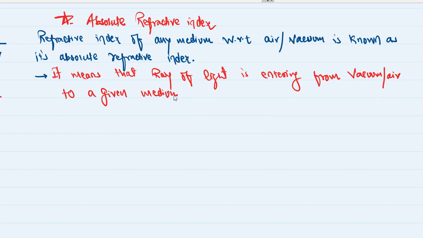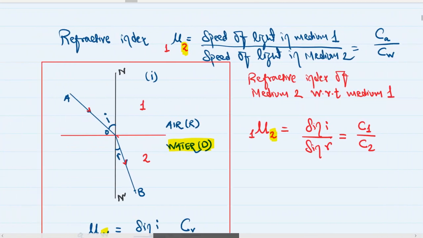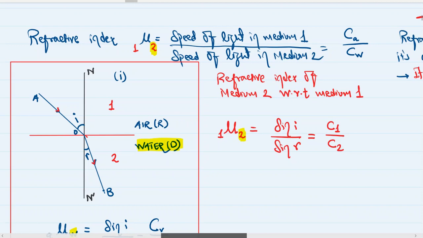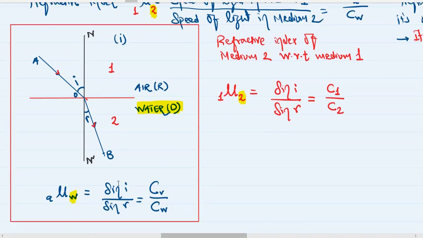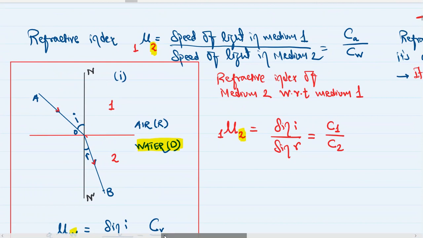ठीक है, इसका मतलब क्या है एब्सोल्यूट रिफ्रैक्टिव इंडेक्स का? कि रे ऑफ लाइट किसी मतलब एयर या वैक्यूम से किसी मीडियम में एंटर कर रही है, तभी हम एब्सोल्यूट रिफ्रैक्टिव इंडेक्स ढूंढ सकते हैं. हाँ, तो अगर तुम बोलोगे कि जो पहले वाला एग्जांपल था ये तो एब्सोल्यूट रिफ्रैक्टिव इंडेक्स हो गया क्योंकि रे ऑफ लाइट एयर से वाटर में एंटर कर रही है, and you are absolutely correct. हाँ, ये एब्सोल्यूट रिफ्रैक्टिव इंडेक्स है.